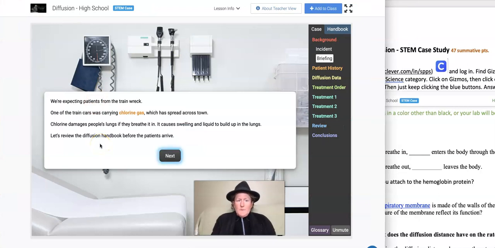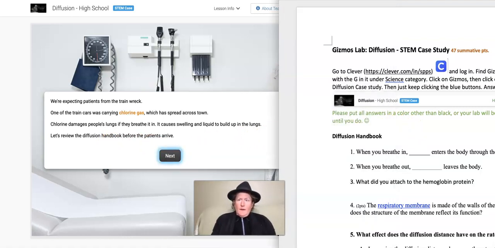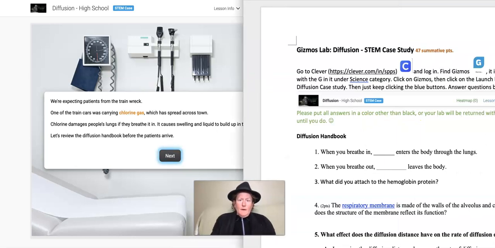So chlorine damages people's lungs if they breathe it in. It causes swelling and liquid to build up in the lungs. Let's review the Diffusion Handbook before the patients arrive. So before we go to the Diffusion Handbook, let's look at the lab sheet here.